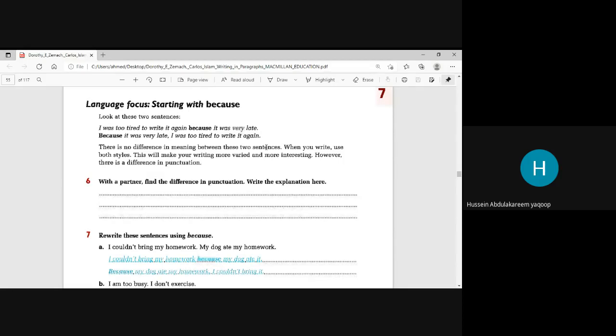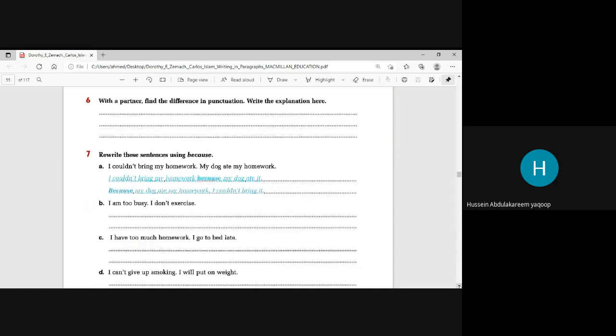Now, let's move to the next one. To write or to rewrite these sentences using because. We have another exercise about so and because. This is number 7. I'm too busy, I don't exercise. Now you see here, sometimes we use because in the middle, some other times we use it in the beginning. Who wants to start doing B, please? Yes, Abeer. Abeer Abdulmajeed, go ahead. After Abeer, Duha will come.